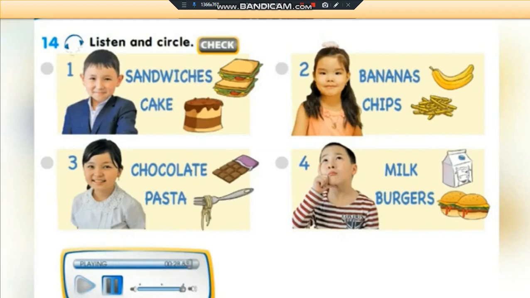Let's check your task. The first answer is sandwiches. The second is chips. The third is pasta. And the fourth is burgers. I think you did the task correctly.